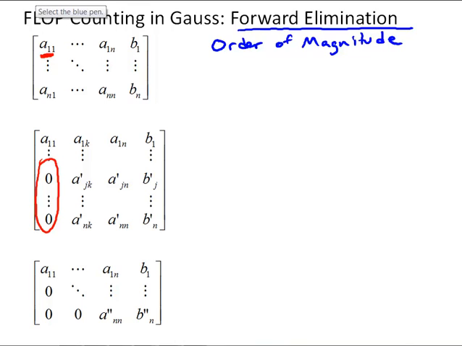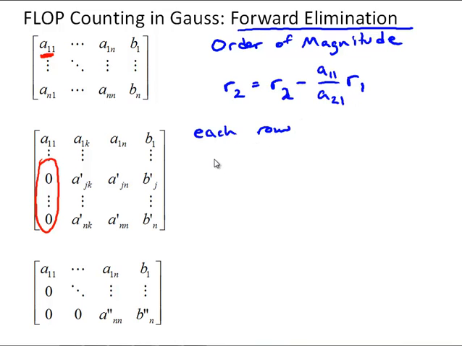If we look at the operations required to do that, recall each one will have something like row 2 equals row 2 minus A21 over A11 times row 1. As we go through a single row, we're going to have a single division to get the elimination factor. Then we're going to go through all of the elements in that row.